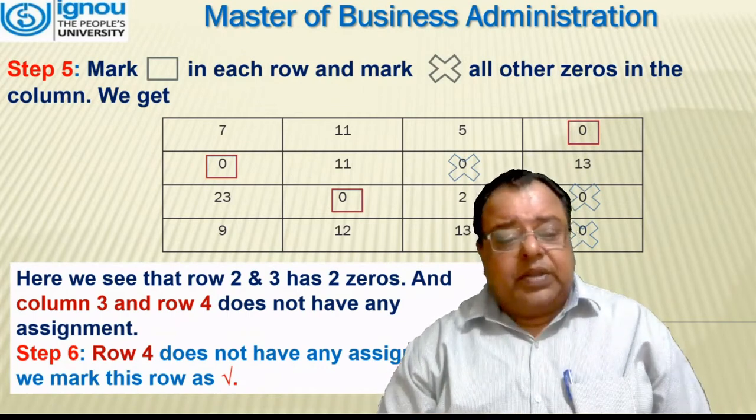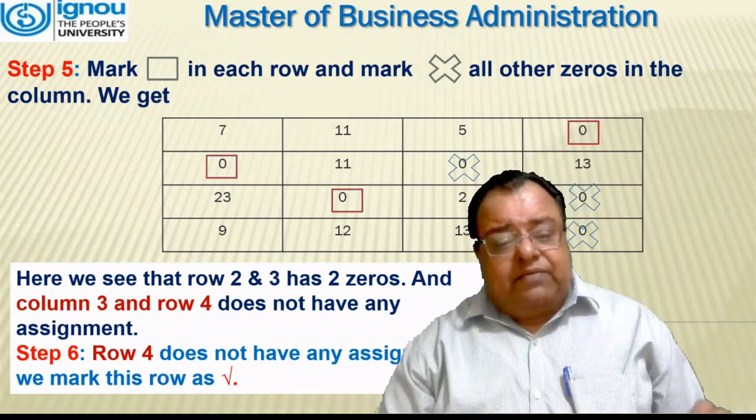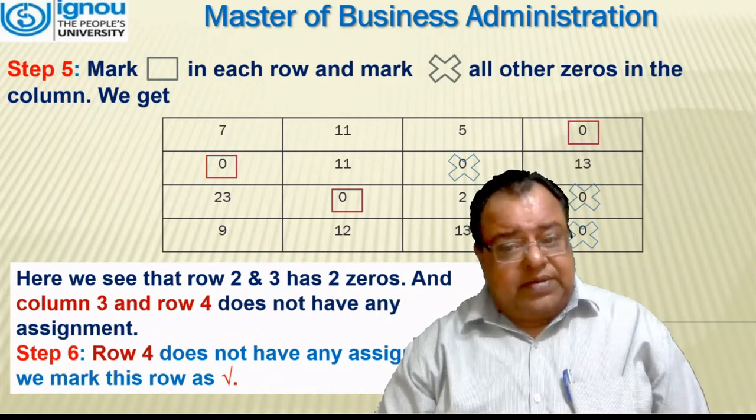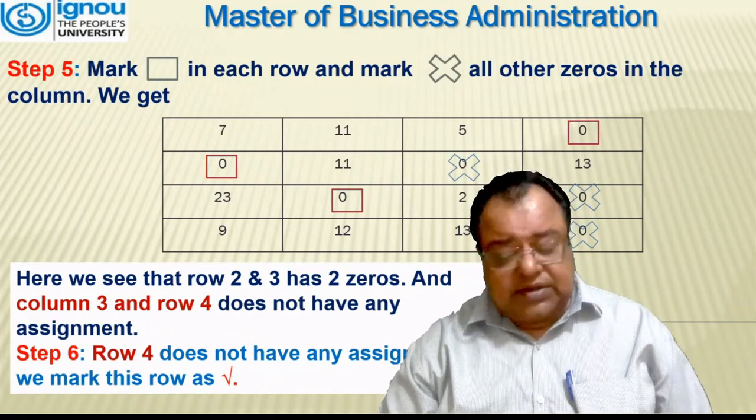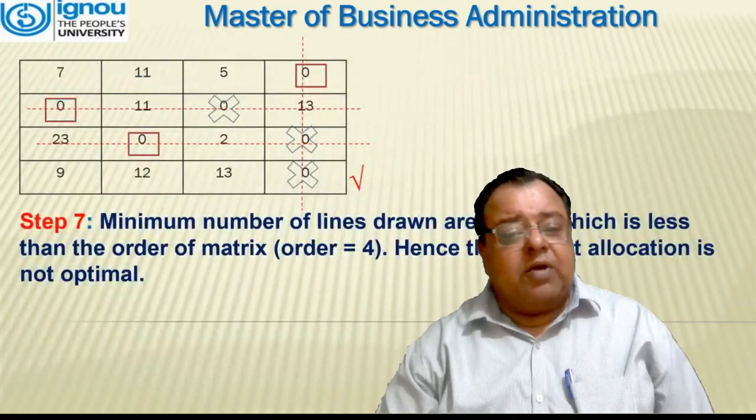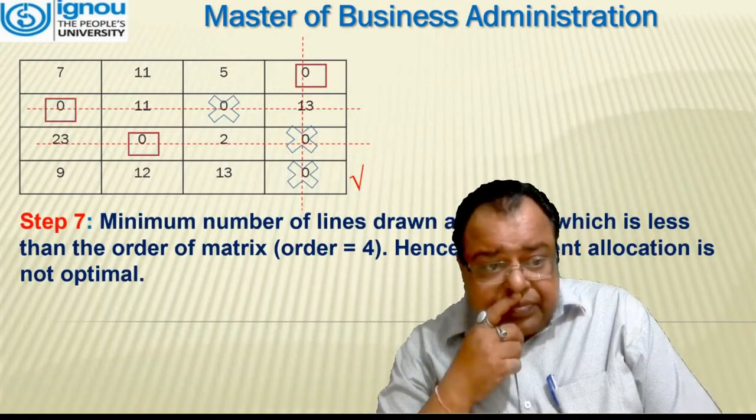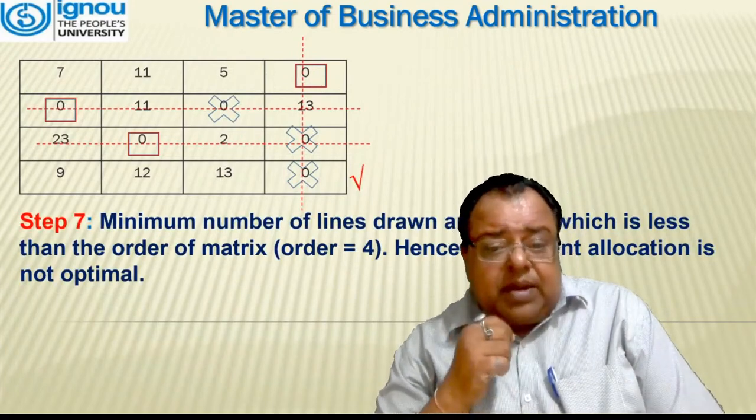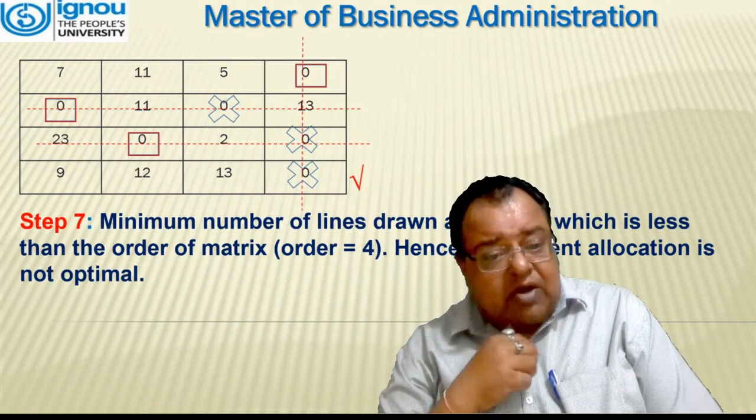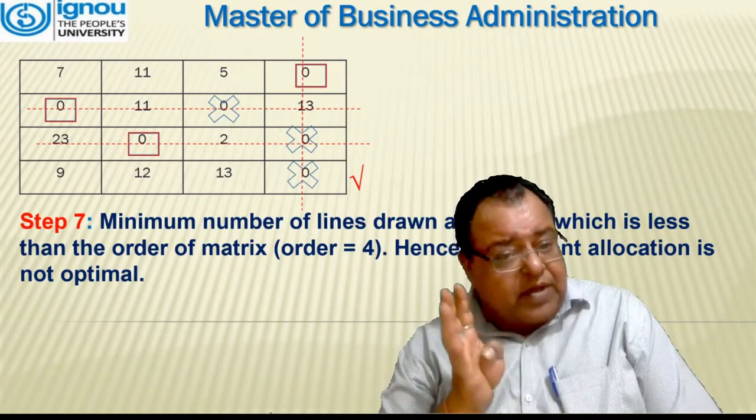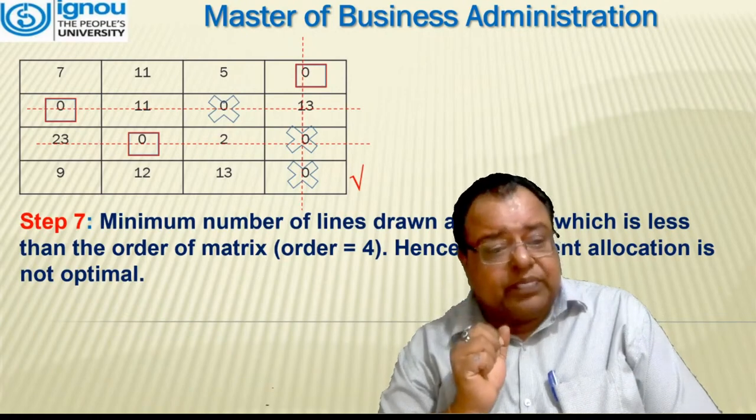Here, columns 3 and 4 do not have any assignment. Row 4 does not have any assignment, so we mark this with a tick. Now, this is the condition. The minimum number of lines drawn is 3, which is less than the order of the matrix, because this is a 4 by 4 matrix.